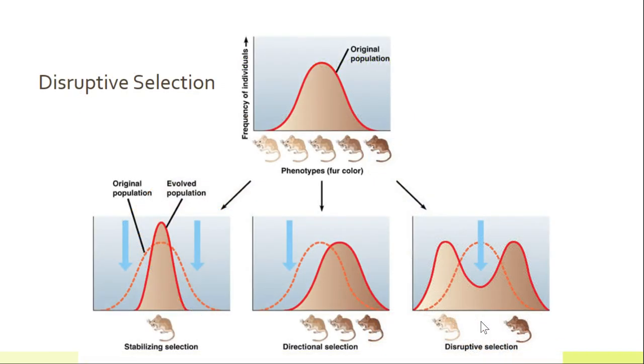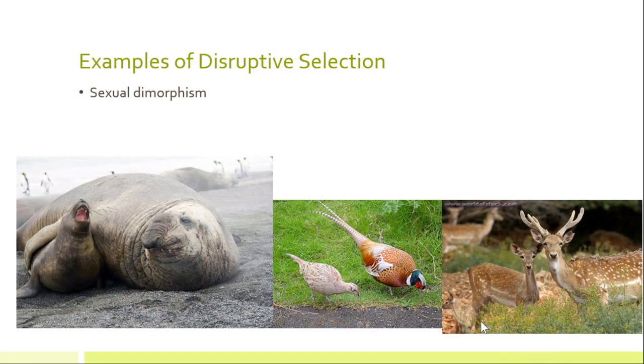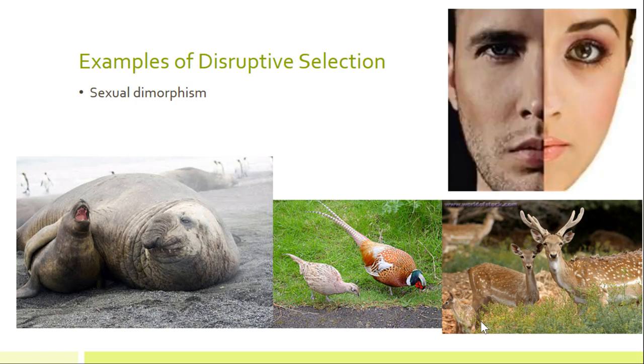All right, the last kind is where you select for both extremes and or against the middle, right? And this is disruptive or diversifying selection. Disruptive or diversifying selection. And one of the examples you see there is actually sexual dimorphism, right? You're selecting for these traits, males versus females, right? And so females have these traits, males have these traits, and you can start to see that in the human population as well over time, okay?